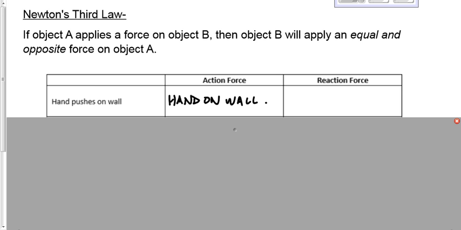Look, I'm leaning on this wall. If this wall isn't here, what would happen to me? I would fall over, right? If I'm not falling over, then something must be pushing on me to keep me from falling over. What's pushing on me, Scott, to keep me from falling over? The wall. The wall pushes on me with the same force as I push on the wall. So the action force there would be my hand on the wall. The reaction force would be the wall on my hand.